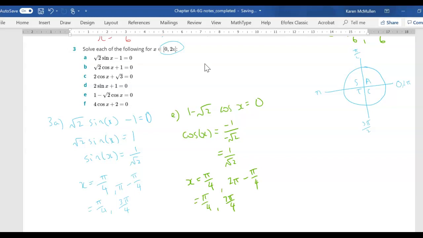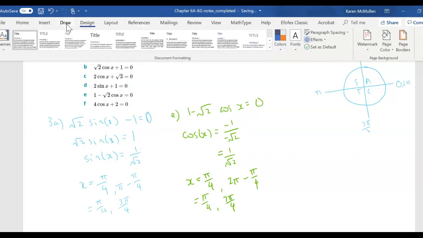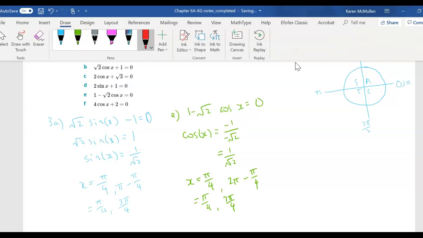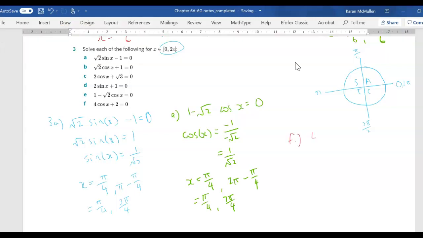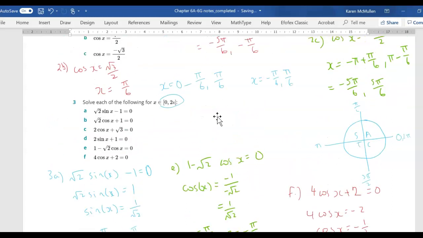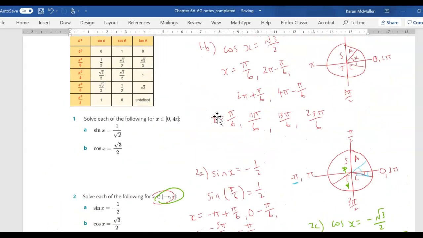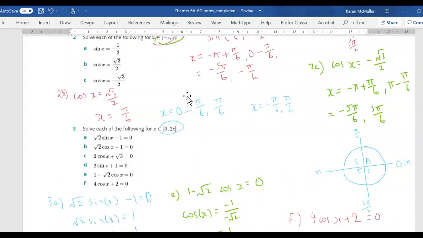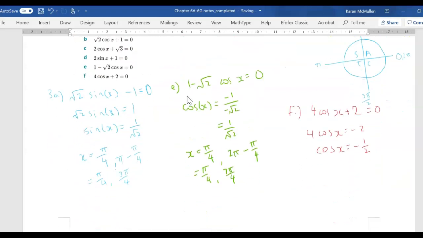All right, let's do F just to finish it off. Whoops, don't want that. I'll do F in red. 4 cos x plus 2 equals 0. So we've got 4 cos x equals negative 2. So cos x equals negative a half, once we bring that 4 over. All right, so let's have a look at our exact values. So cos half is at pi on 3. All right, so pi on 3 is what we want, and we want it to be negative.